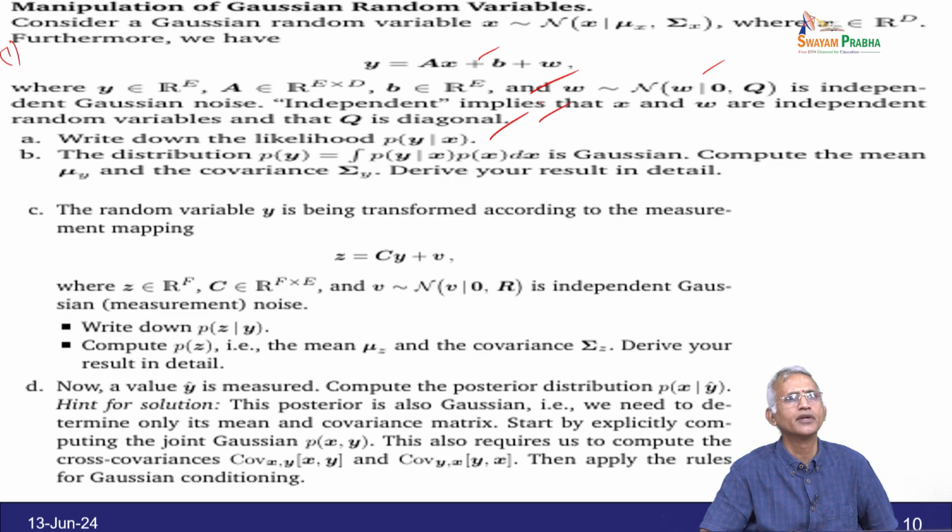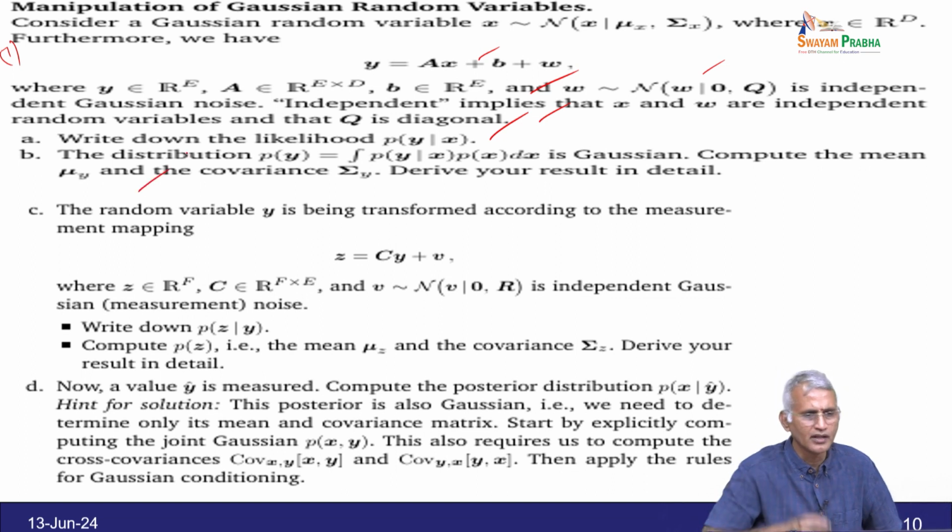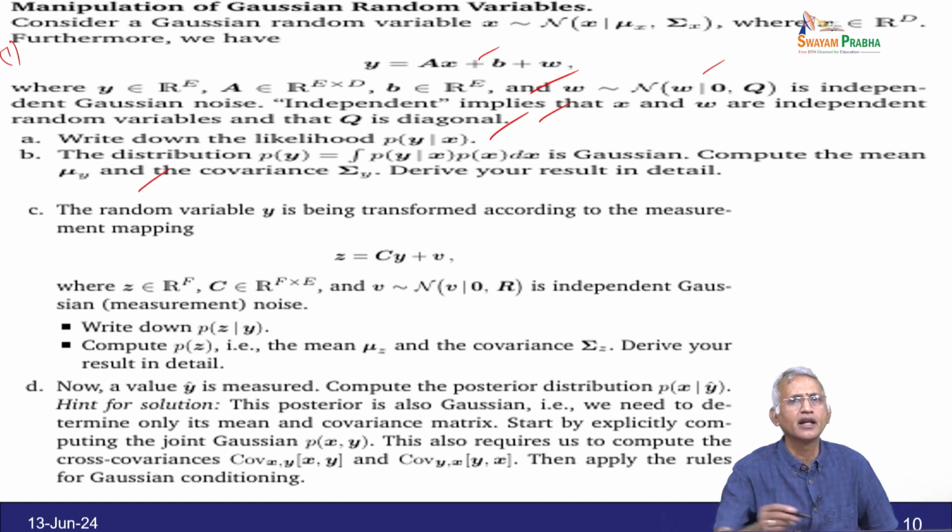Number 2, the distribution P of y equal to the integral of P of y given x into P of x dx is a Gaussian. Compute the mean mu y and the covariance sigma y. Derive your result in detail.